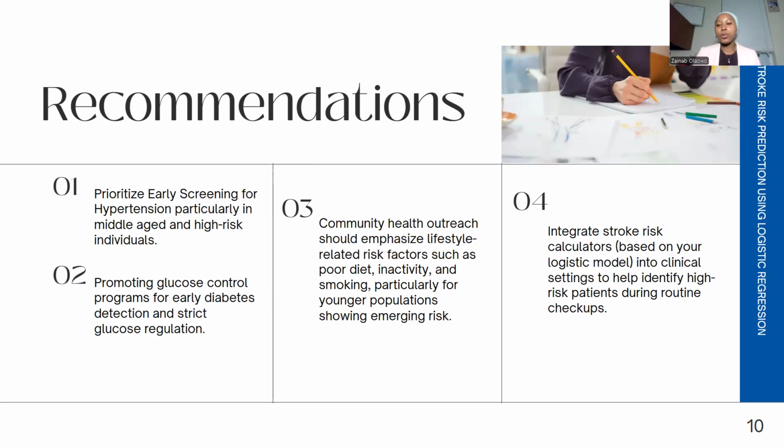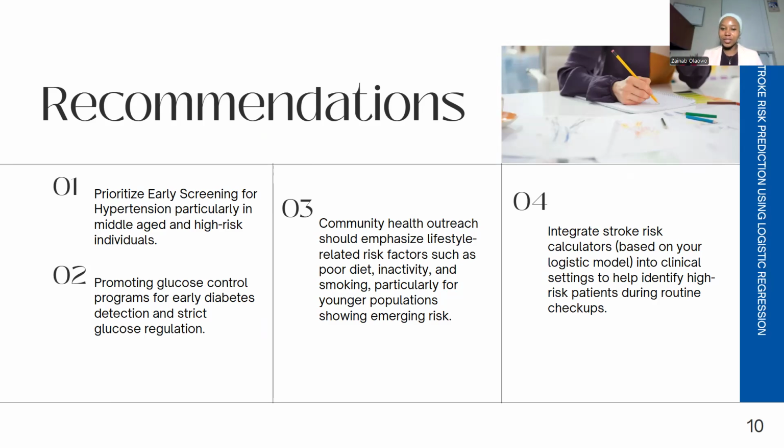Number two is going to be to keep promoting glucose control programs for early diabetes detection and putting people on strict glucose regulation. So making sure that we watch our sugar level, watch what we eat, watch what we do, and also making sure that we try to detect whether somebody is diabetic, especially people that probably have it in their family.